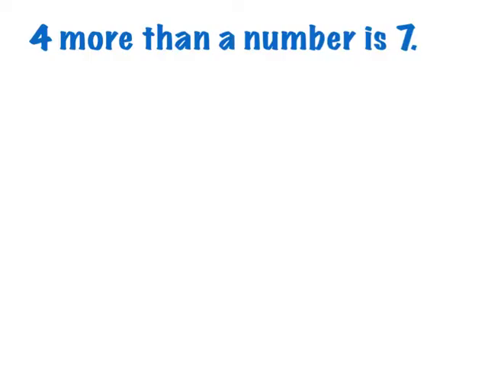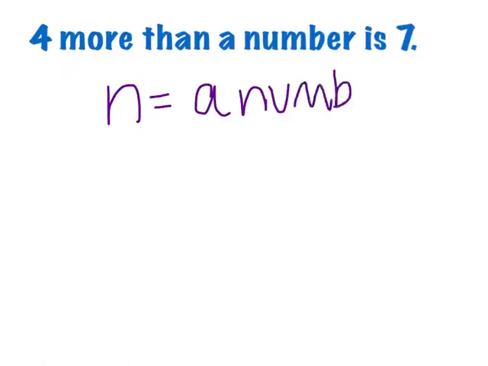So before we get into 2-step equations, I'm going to show you an example of a 1-step equation. If we have 4 more than a number is 7, okay, that's already broken down into our simple words. So if we look at this, we have a number, so we're going to let n equal a number. Then we're going to write our equation.